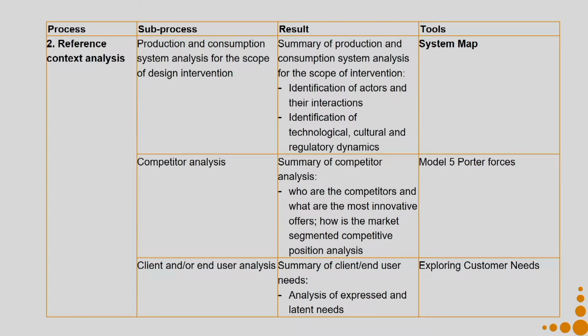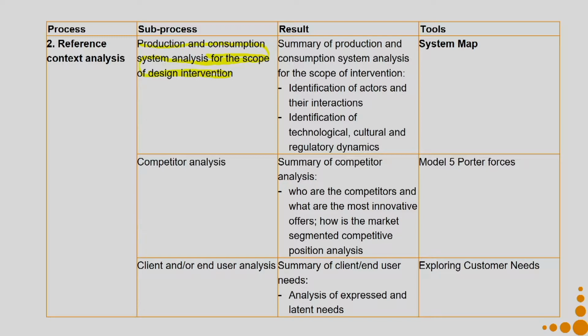The next process is called reference context analysis. What we try to do in this particular process is there are three sub processes involved. First one is production and consumption system analysis for the scope of design intervention. So we have identified a particular scope of design intervention. This has been identified as a result of our previous step. We will keep on iterating onto this, but for the current starting sub process, we have identified one particular scope and we will move ahead with that scope of design intervention.